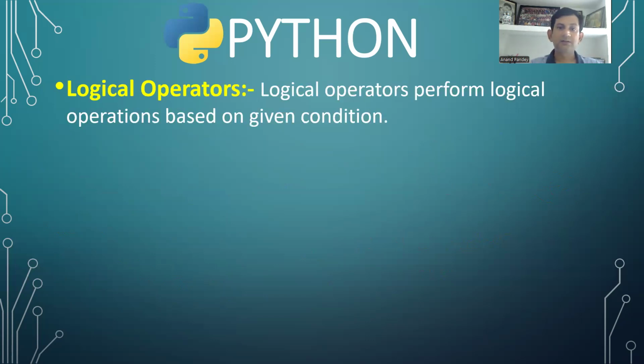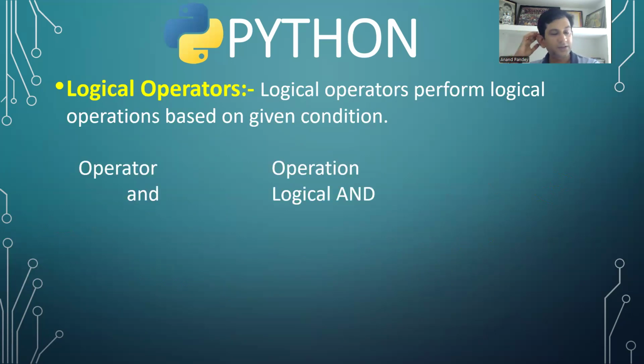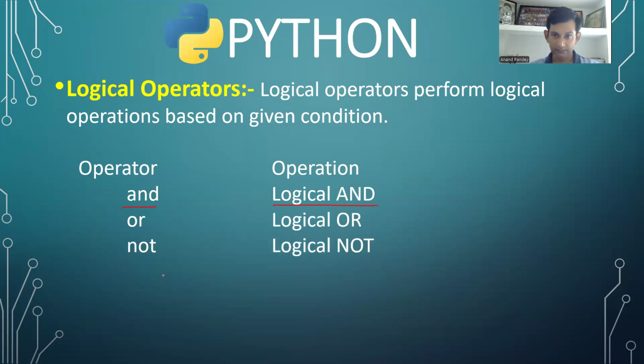Now, the next operator is logical operators. Logical operators perform logical operations based on a given condition. What are logical operations? AND operation, OR operation, and NOT operation are called logical operations. So logical operators are there for that. The logical operators in Python are: and, written with a small a and d, to perform logical AND operation; or, to perform logical OR operation; and not, to perform logical NOT operation.